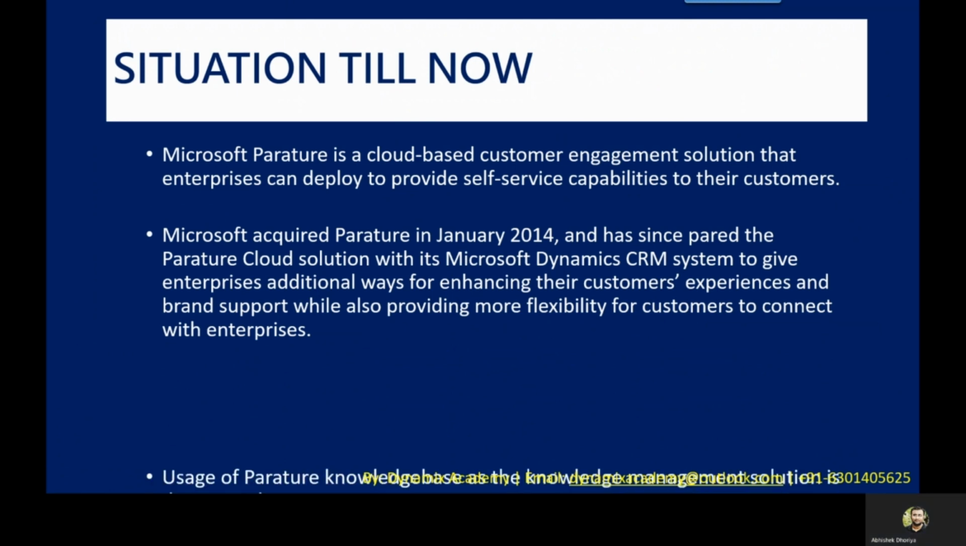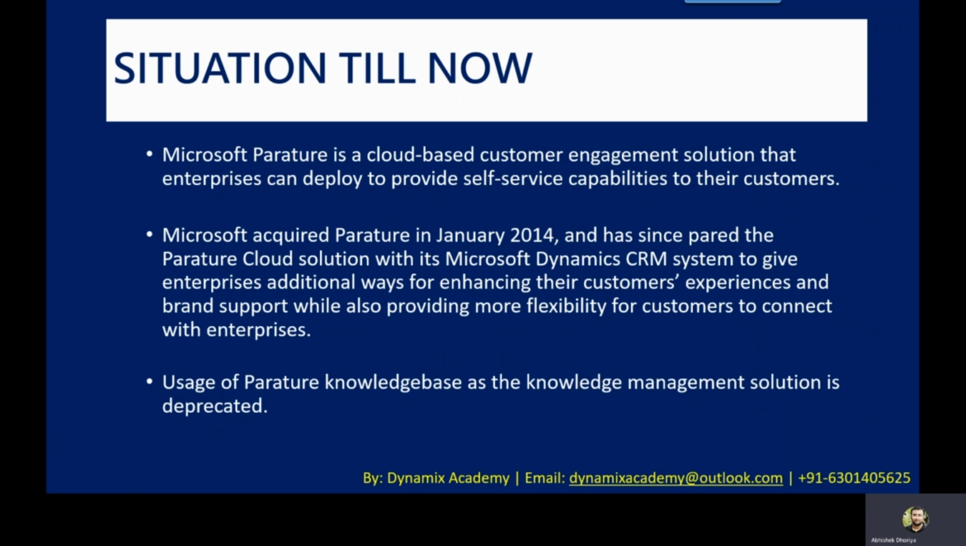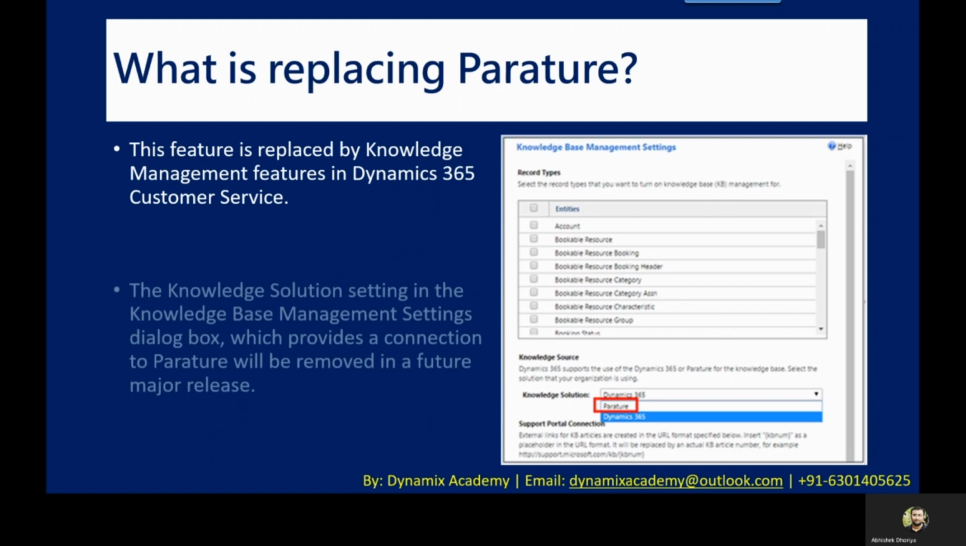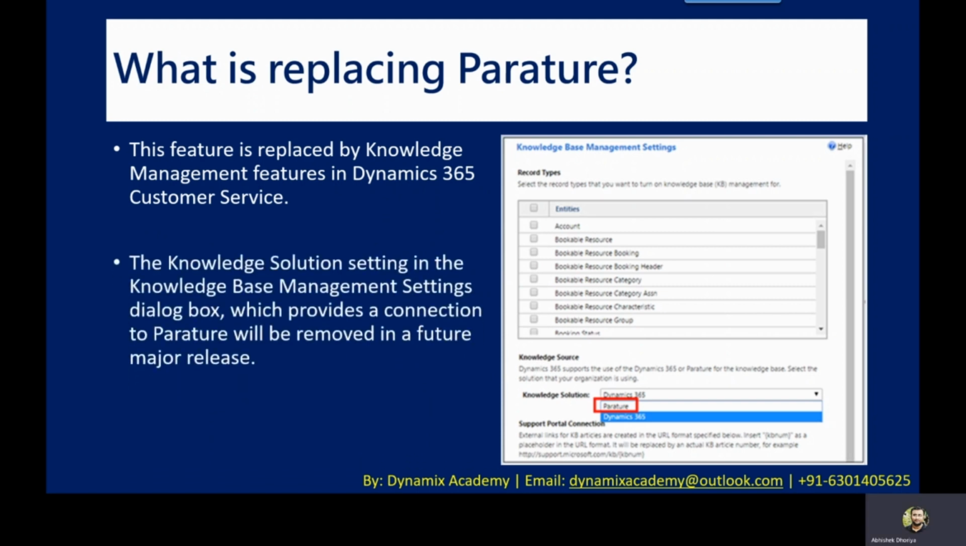But now, Microsoft has announced that usage of Parature Knowledge Base as a knowledge management solution is deprecated. So with Dynamics 365 version 9.0, it is going to be deprecated in a future major release. Let us now see what is replacing Parature. This feature is replaced by the knowledge base management feature in Dynamics 365 Customer Service. Knowledge solution settings in the knowledge base management settings dialog box, which provides a connection to Parature, will be removed in the future major release. So when you navigate to the knowledge solutions area, you still see Parature as an option, but going forward it is going to be removed and deprecated from this place.